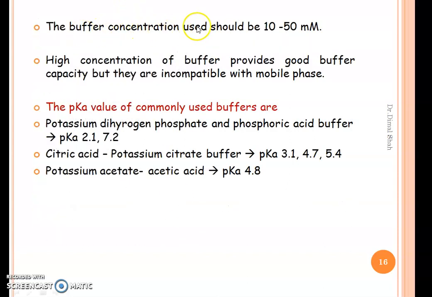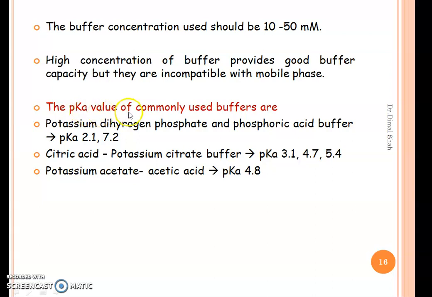Ideally, the buffer concentrations used are between 10 and 50 millimolar. If high concentrations of buffers are used, they provide good buffer capacity, but at the same time they are incompatible with many mobile phase solvents. For example, in acetonitrile, if high concentrations of buffers are used, then acetonitrile may cause precipitation of the buffer.